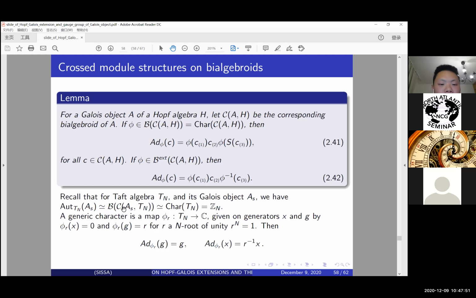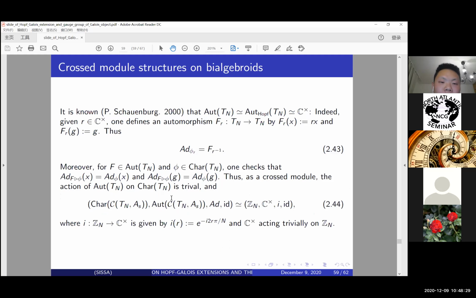So the group of bisections and the group of characters is equal to the cyclic group, where for any generic character phi_r from T_n to C, we can define it on the generators X and G by phi_r of L equal to 0 and phi_r of G equal to r, where r is the nth root of unity. Then we can compute with the help of 2.41 the corresponding automorphism: at phi_r of G equal to G and at phi_r of L equal to r inverse X. And we can see the Ad map is injective.